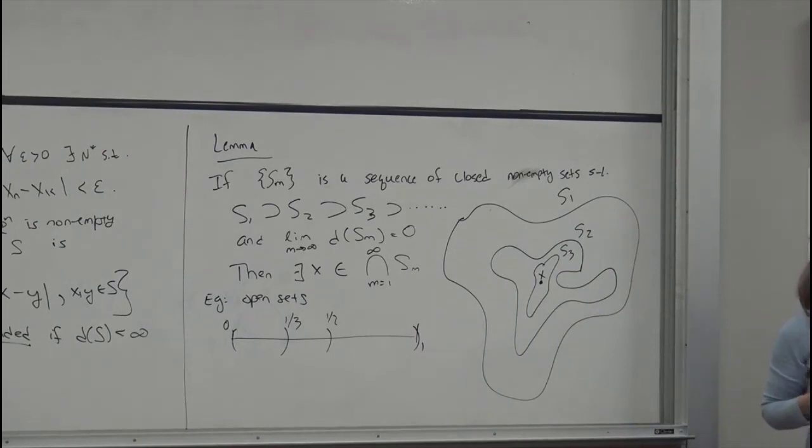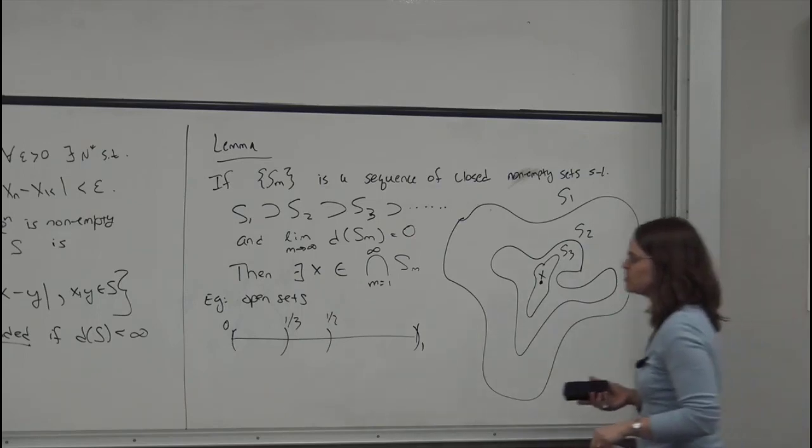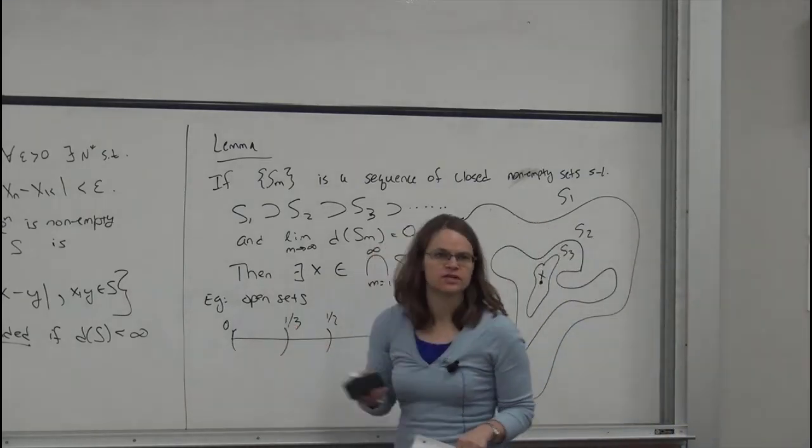Yeah? So what if the diameter was going to some non-zero number, but smaller than the first set in the sequence? If it was going to some non-zero number, then I guess you would still have something that's contained in all of these. Yeah.